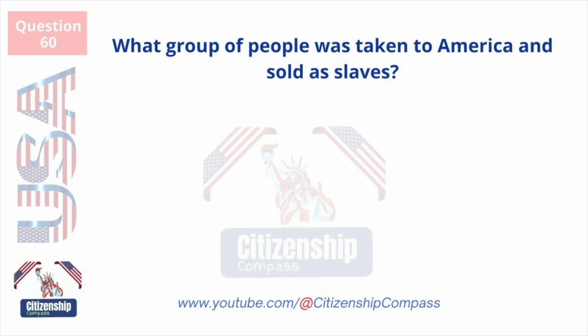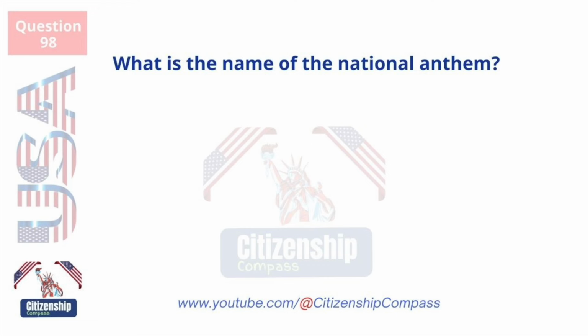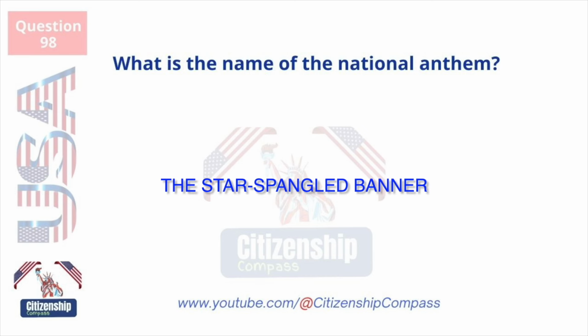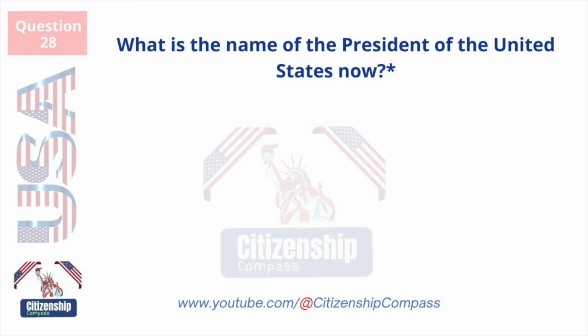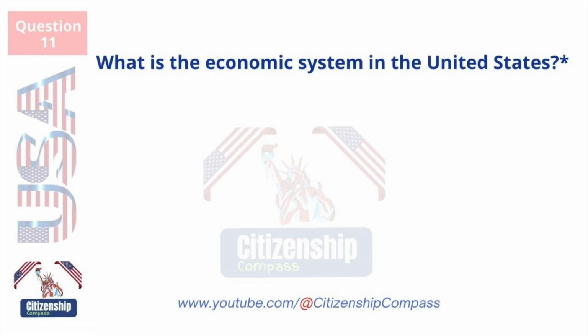What group of people was taken to America and sold as slaves? Africans. What is the name of the national anthem? The Star-Spangled Banner. What is the name of the President of the United States now? Joe Biden. What is the economic system in the United States? Capitalist economy.